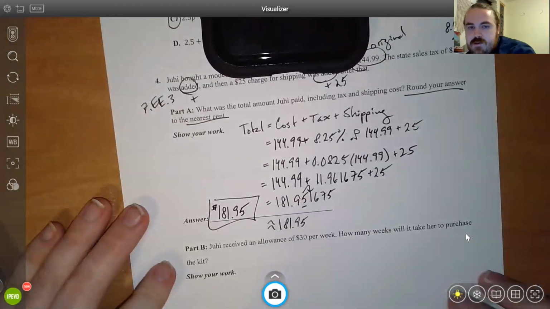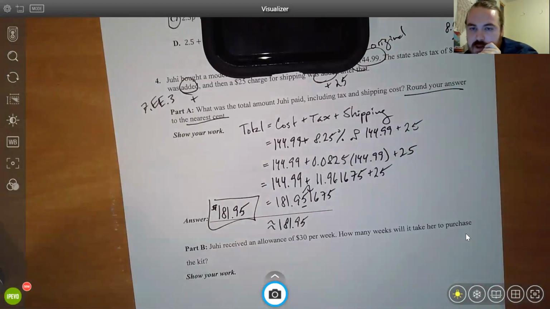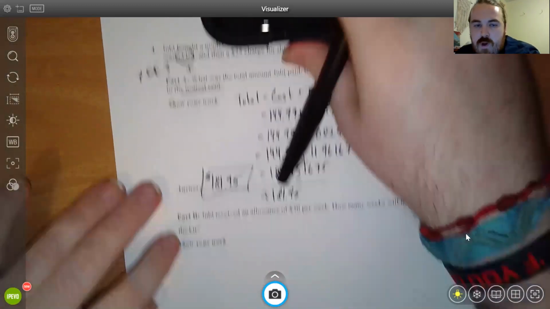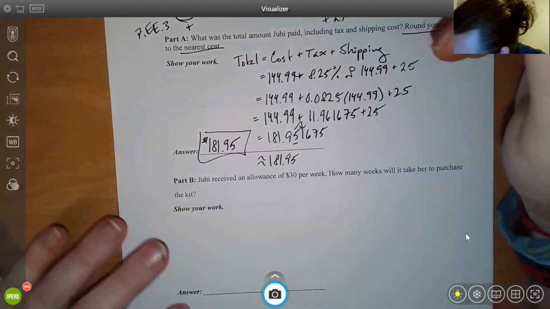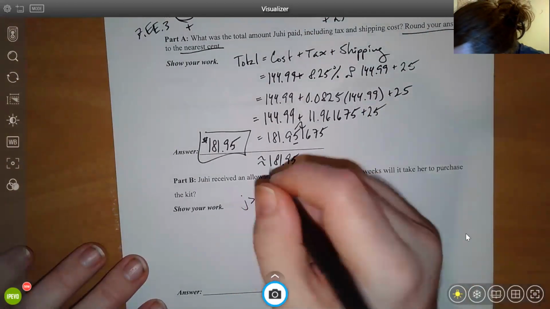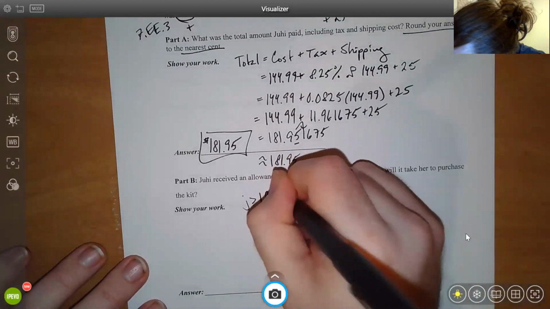All right, now it says, should he receive an allowance of $30 per week? How many weeks will it take you to purchase the kit? So when is she able to purchase the kit? When she has more than $181.95.